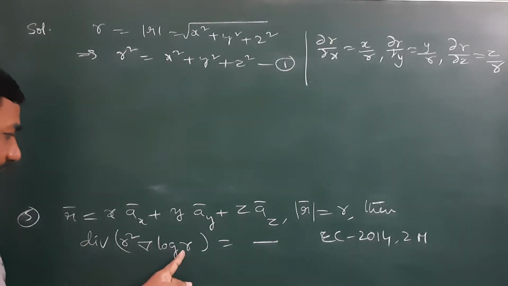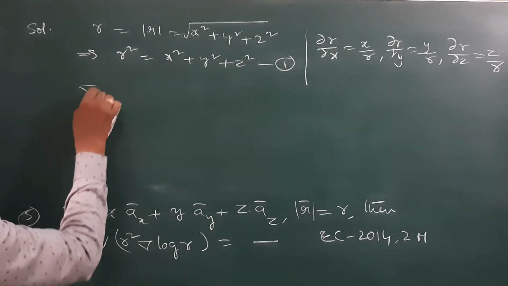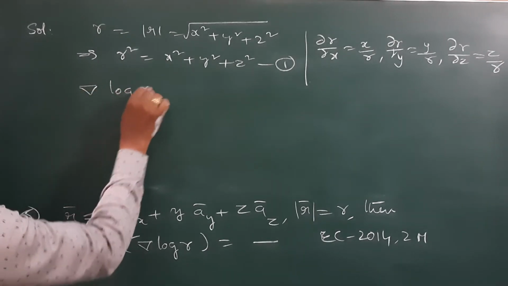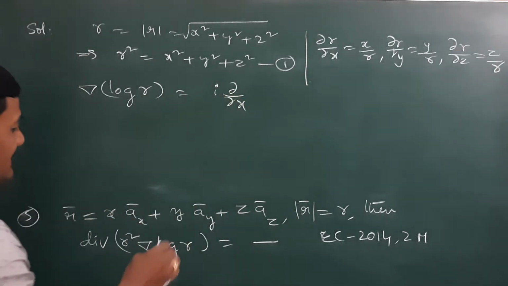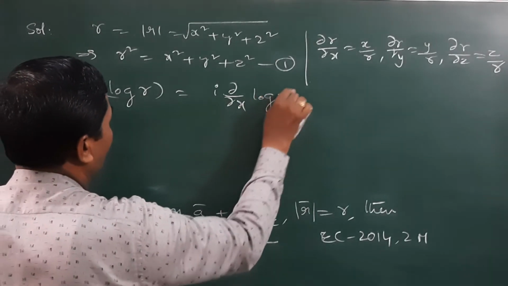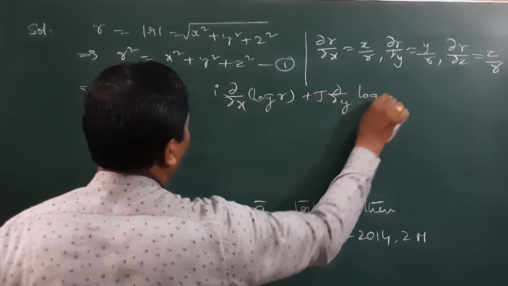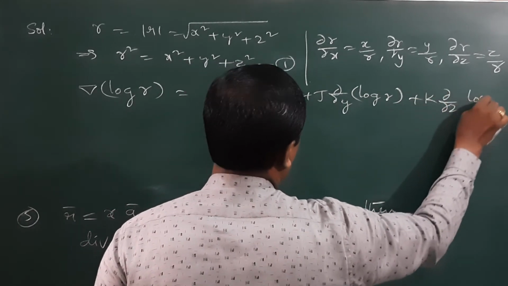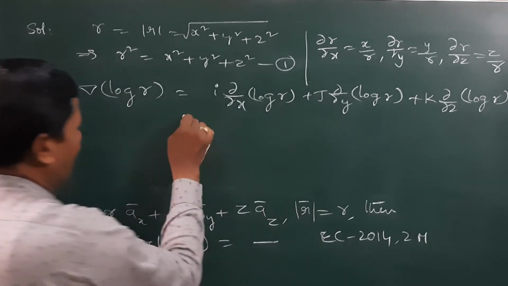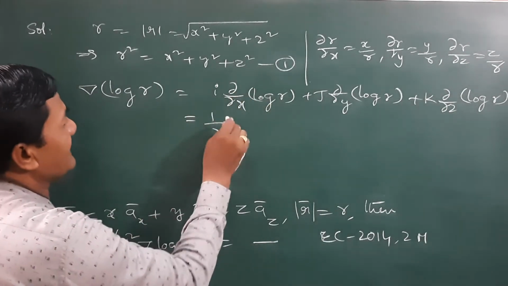These are the values you know from this. Now coming to the divergence, first of all, del of log r. This is nothing but i dou by dou x of log r plus j dou by dou y of log r plus k dou by dou z of log r. This is nothing but the gradient of this function. Log r gives 1 by r, so 1 by r is a common term.